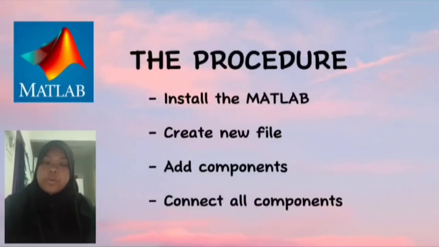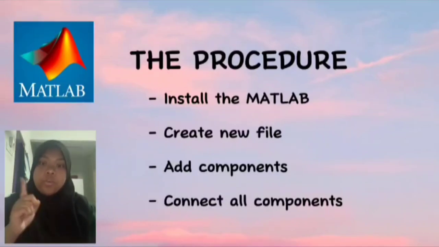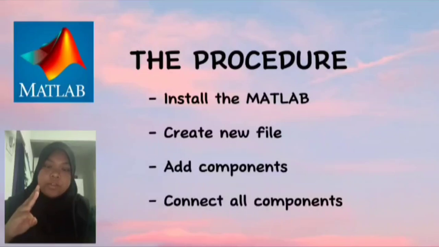So for the procedure, we have 4 steps. The first one is that we have to install the MATLAB software or go to the website. And then the second step is that we have to create a new file when we open the MATLAB software or website, which is a Simulink file. And then the third step is that we have to find the component inside the library in MATLAB, which is in the library we have a section and the component in Simscape section and Simulink section. And then the last step, we have to connect all the components to get the result.